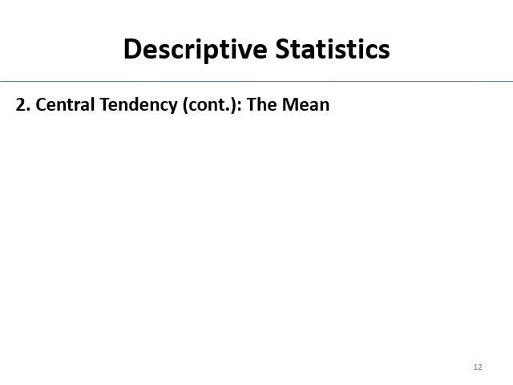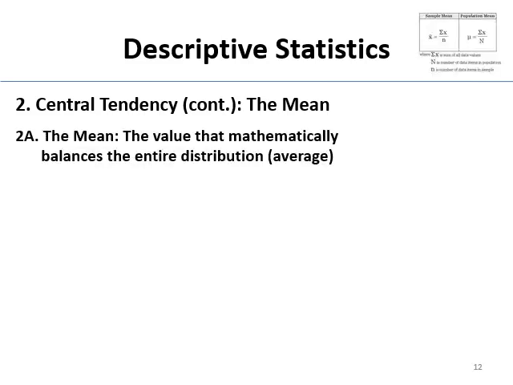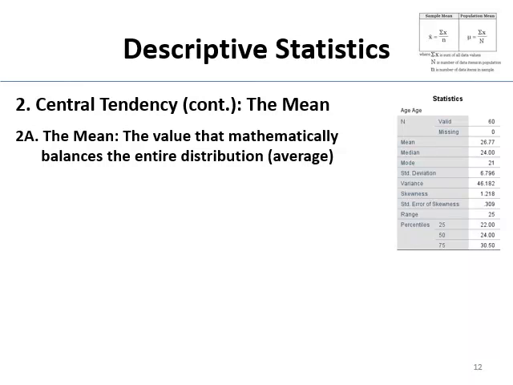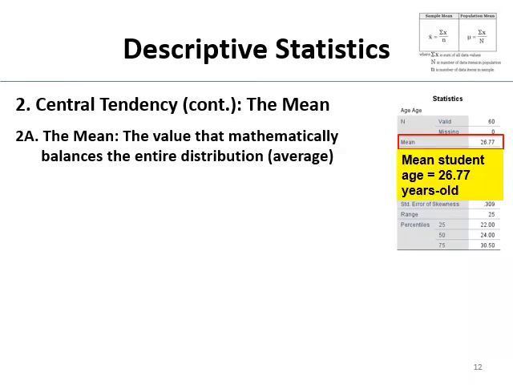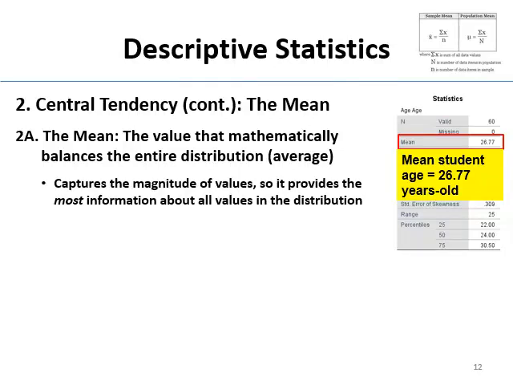The best measure of central tendency, when you can use it, is the mean. The mean is the value that mathematically balances the entire distribution. It is the average. Here SPSS is telling us that the average age of my students was 26.77 years. So average age was 26, roughly 27, fine. It captures the magnitude of the values.